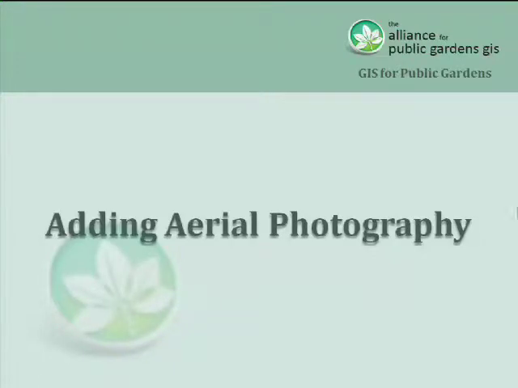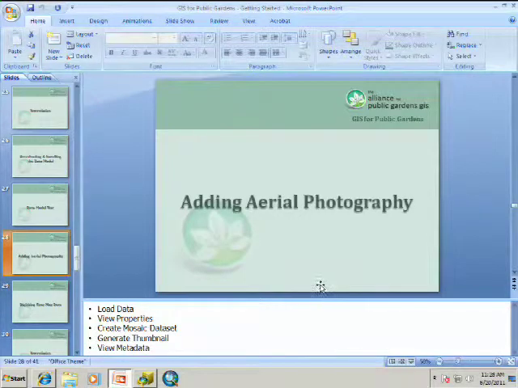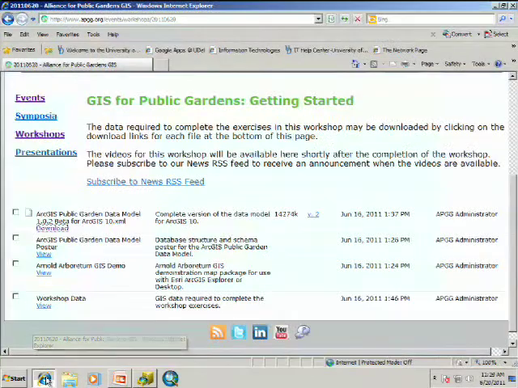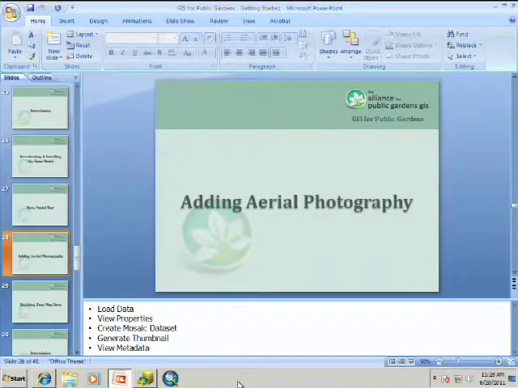Okay, so the next step is to download some photography from the Alliance for Public Gardens GIS website, and then we'll load that into the geodatabase. So to do that, open up a web browser, and just for simplicity's sake, can we all use Internet Explorer just because it seems like Firefox is putting stuff in different spots for us.